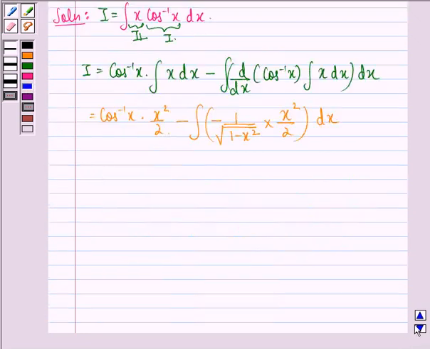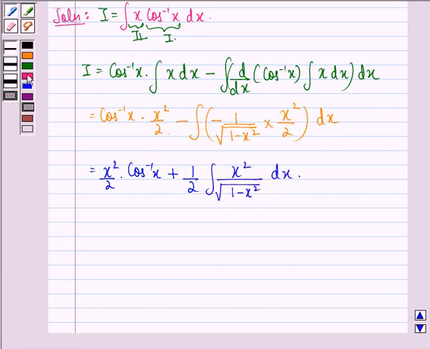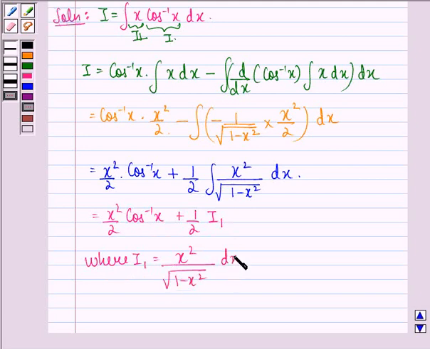This will be equal to x square by 2 into cos inverse x. Minus sign comes out of the integral. We have plus 1 by 2 integral x square by square root of 1 minus x square dx. This is equal to x square by 2 cos inverse x plus 1 by 2 I1, where I1 is the integral of x square divided by square root of 1 minus x square dx.